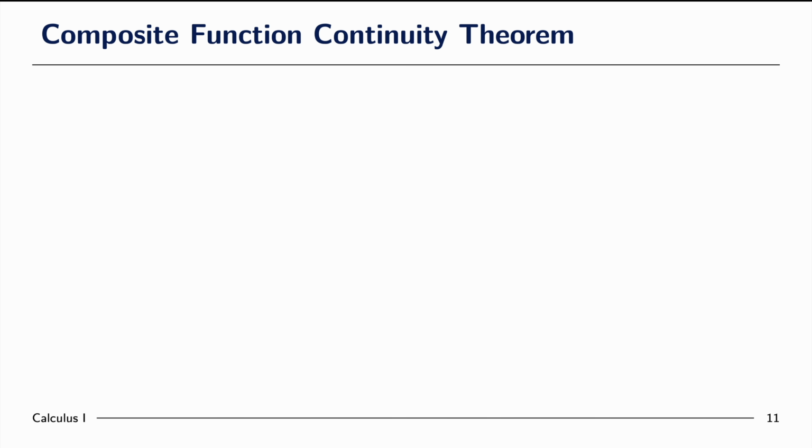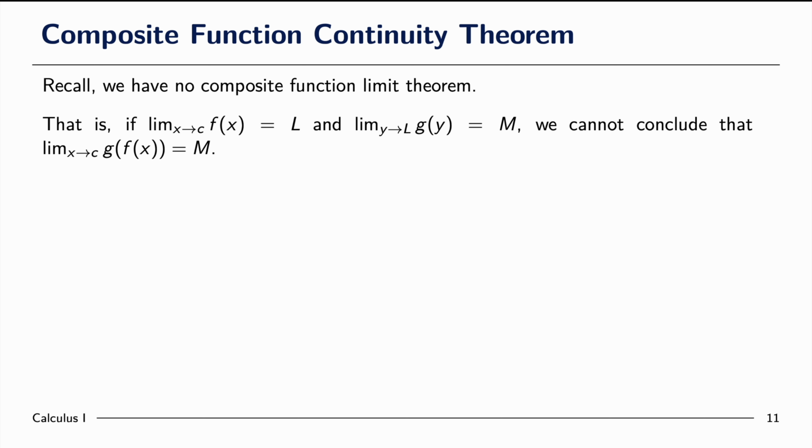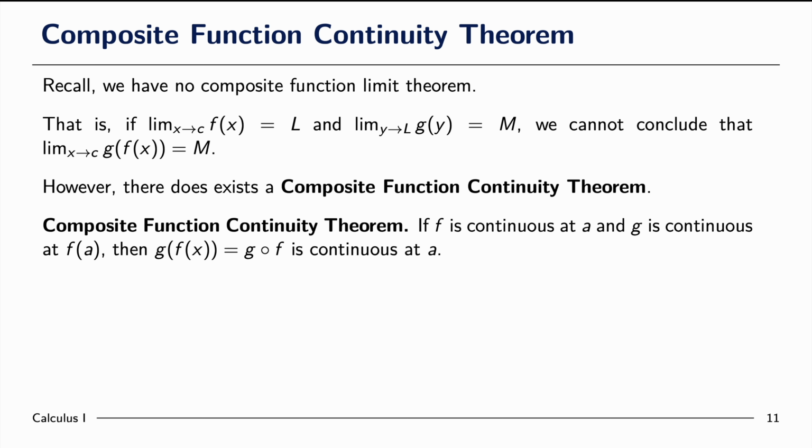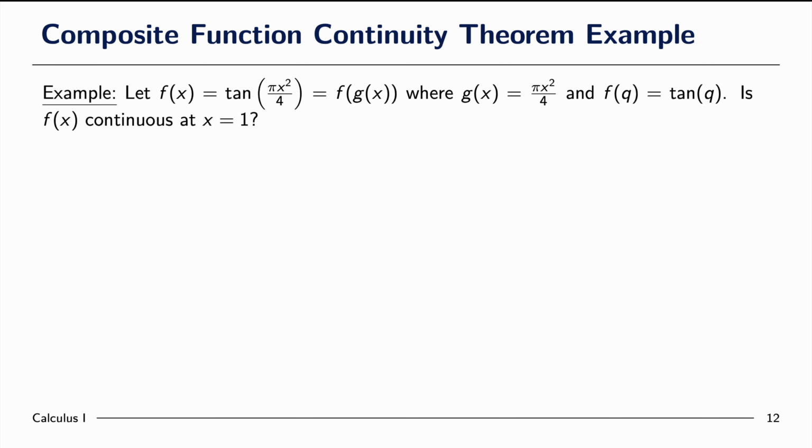Finally, let's move on to the composite function continuity theorem. First, recall that there's no composite function limit theorem. That is, if the limit of f of x as x approaches c is equal to L, and the limit of g of y as y approaches L is equal to m, we cannot conclude that the limit of g of f of x as x approaches c is equal to m. However, there does exist a composite function continuity theorem, and this theorem states the following. If f is continuous at a, and g is continuous at f of a, then g of f of x is continuous at a. To solidify this, let me go over an example.